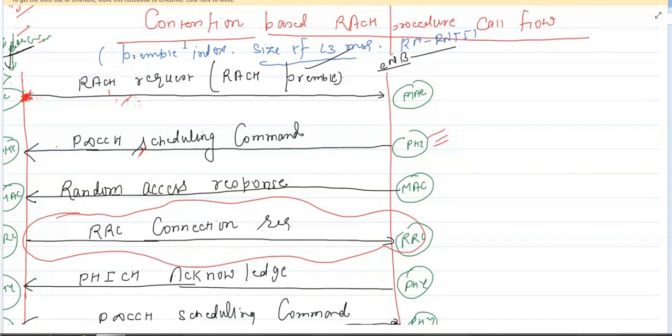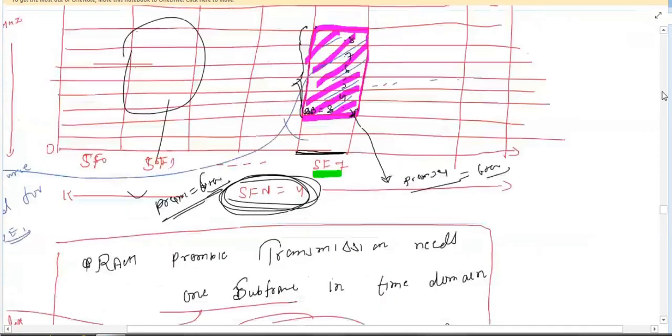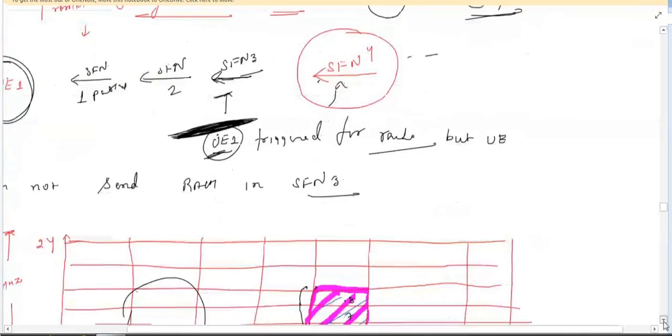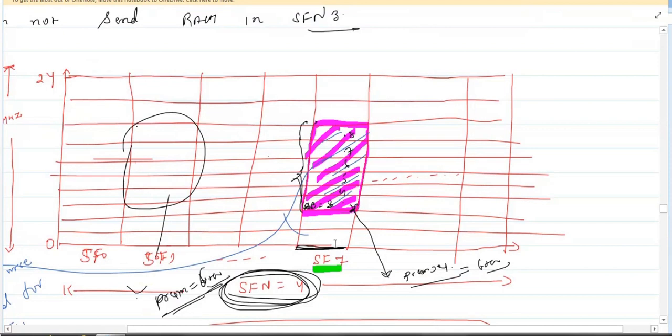Suppose in your RACH procedure, at this time and at this frequency, your UE initiates the RACH. This resource will be identified. The resource is not only frequency, it is frequency plus time, these two combined. So this resource has one unique identifier which the UE is using at this frequency and this time. This particular resource will be identified by using the RA-RNTI.